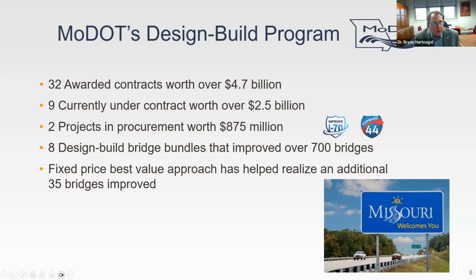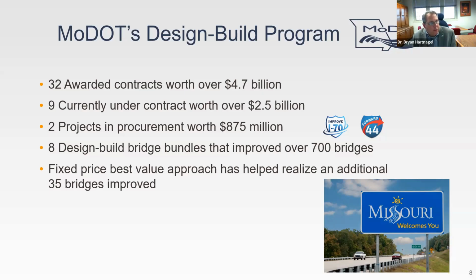The Improve I-70 project was awarded by the commission on December 3rd. It was $425 million. The other one is $450 million. And we're negotiating with the apparent best proposer on the Improve I-70 to get the contract finalized. We've done 8 design build bridge bundles that improved over 700 bridges. As I mentioned, the first one did 554. Most of the others have done anywhere on the order of 18 to 20, up to the Farm Bridge program, which had the opportunity to do 41, but we'll discuss that.